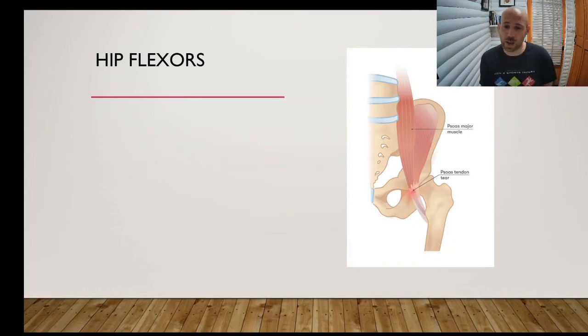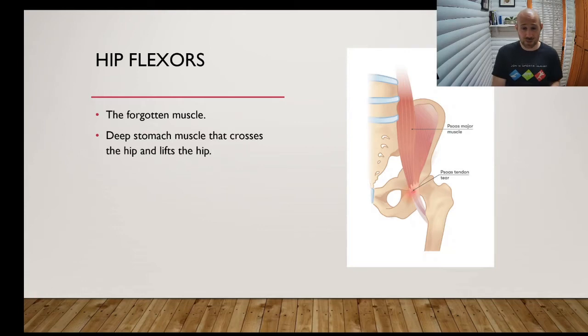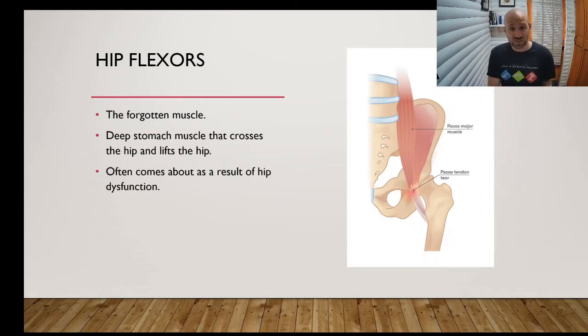And where we typically get pain is right on the front, on that sort of hip bony area that you can feel. We can get a tear in this deep stomach muscle here that's crossing over. So it's actually two muscles that you can see that converge to make this one tendon that crosses the front of the hip. And so hip flexors are often forgotten, but something we really want to be addressing. So, a deep stomach muscle that crosses and lifts the hip.